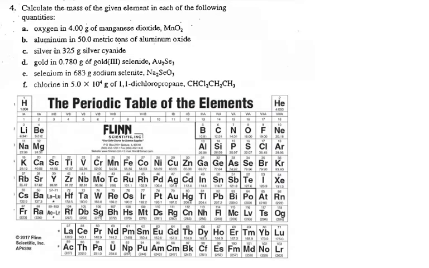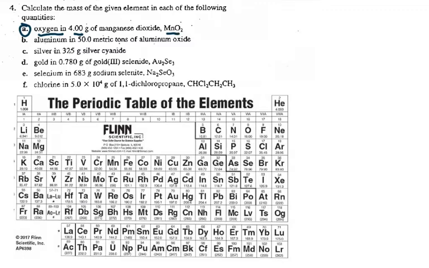Okay, so an example of number 4, I'm going to go ahead and just do 4a. It says calculate the mass of a given element in each of the following quantities. Oxygen in 4 grams of manganese dioxide. So I'm calculating the amount of oxygen given 4 grams of MnO2, so manganese dioxide.